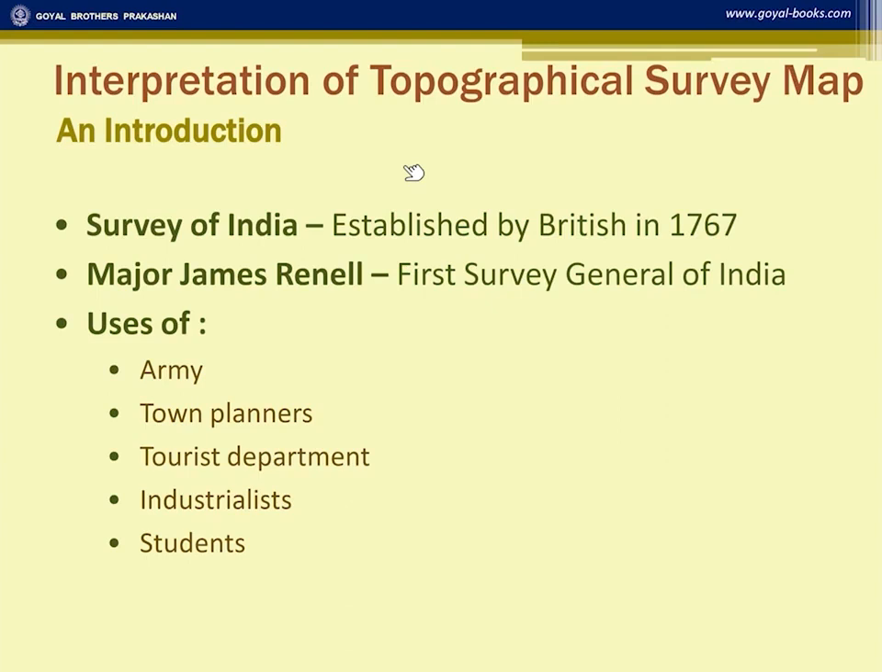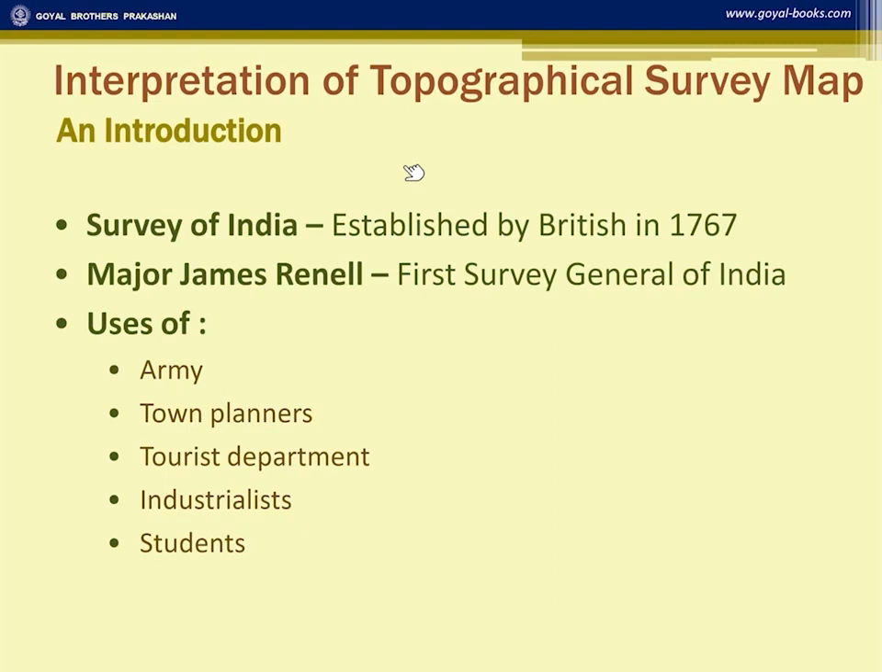Tourist department also uses the topographical survey sheets for bringing out the layout of the city. That gives us a location of the monuments and the guidance for the tourists. This is very important for the tourist department. Only thing is that in the tourist maps, these maps are not drawn by scale or drawn as per the scale. Topographical survey sheets are very useful for the industrialists. They have to find a proper location for establishing their industry.